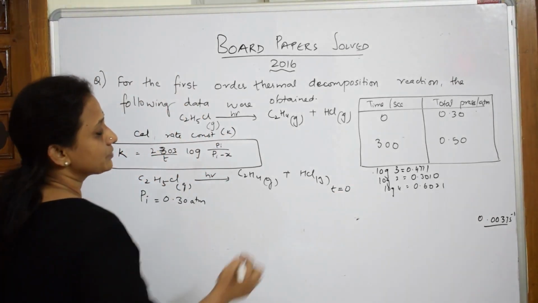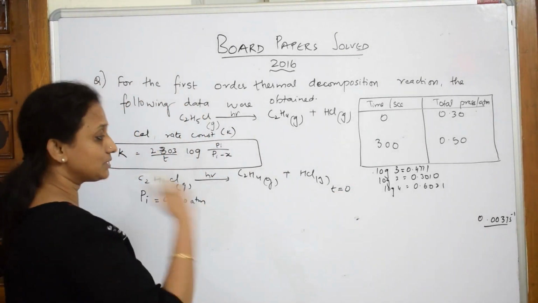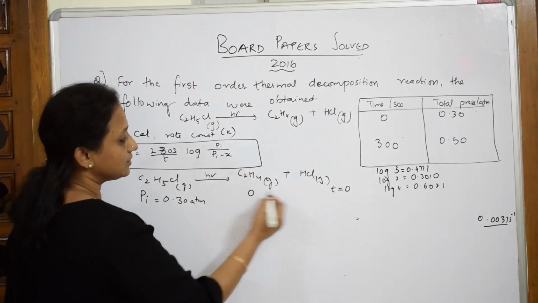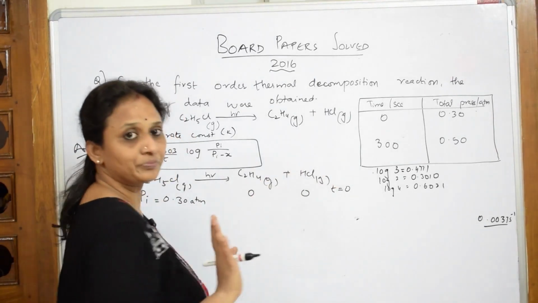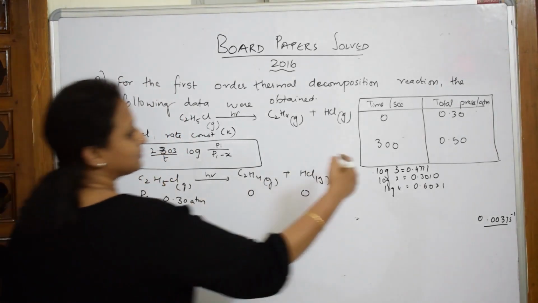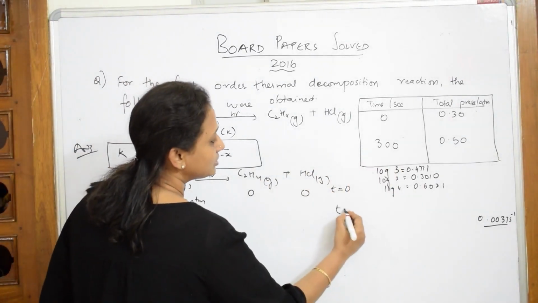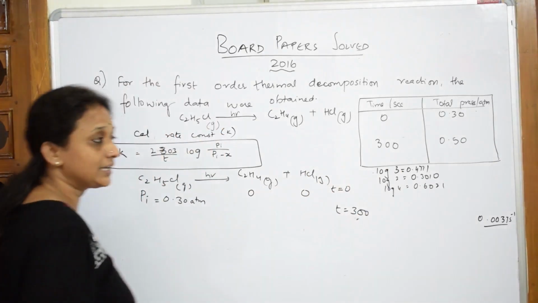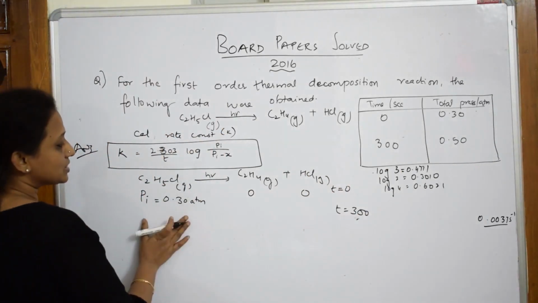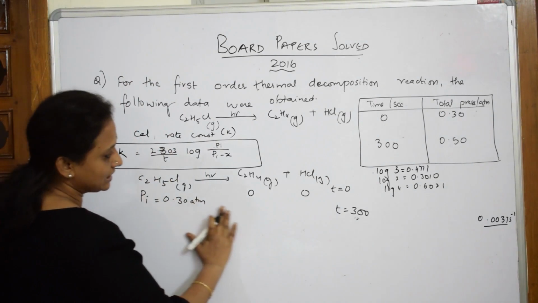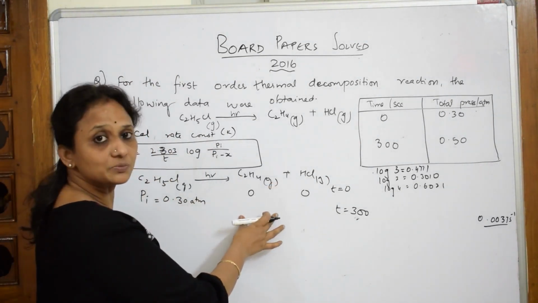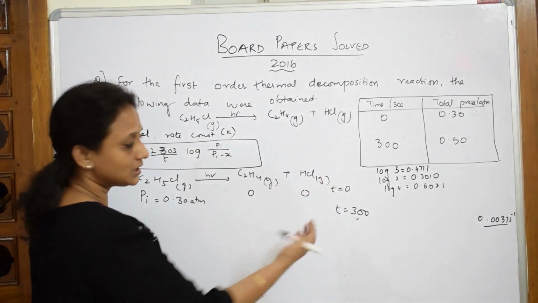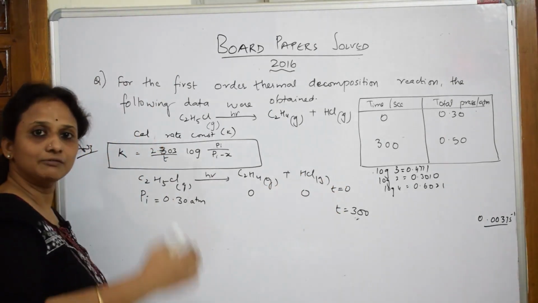Now observe. Will there be any pressure exerted by this? No, because they have not yet decomposed at T is equal to 0. Done. Now gradually come back. Now at T is equal to 300, what will happen to this partial pressure? This goes on decreasing, and a certain amount of pressure is exerted by the gaseous products. Now at 300 it just started proceeding in the forward direction.